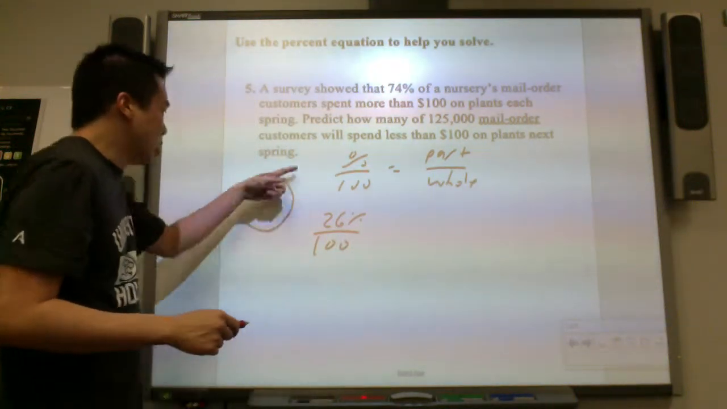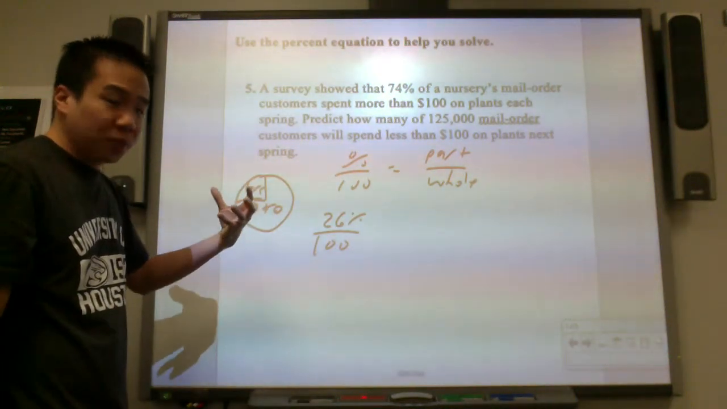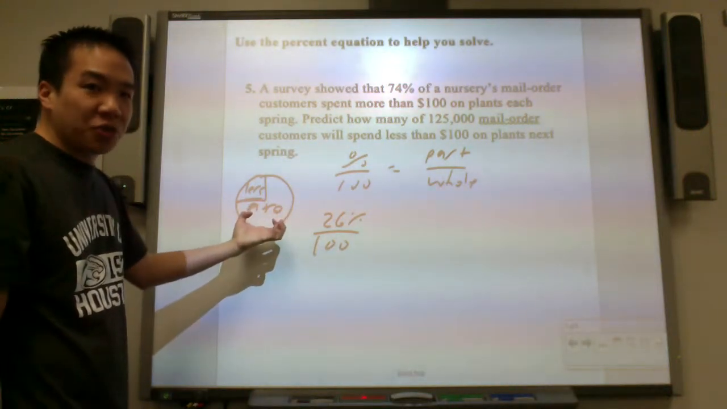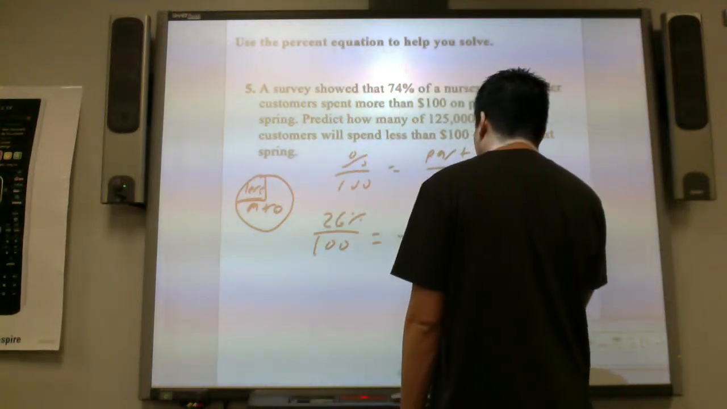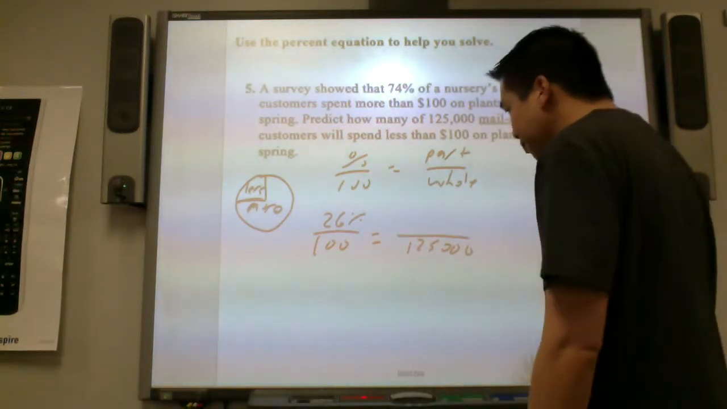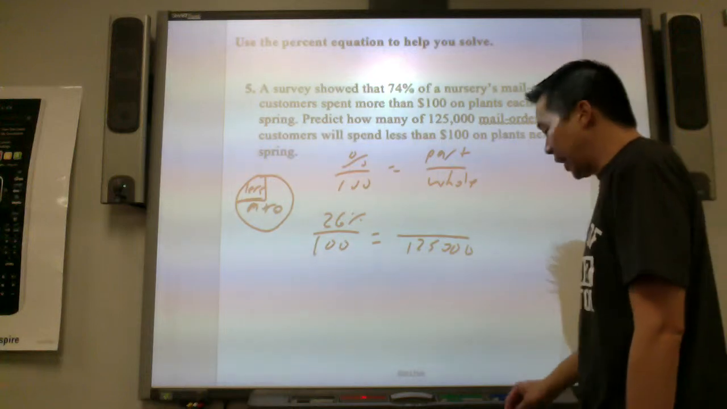How did I know that? Because I know a circle graph is 100%, it's the whole. So taking away 74%, what do you have left? 26%. So out of how many people? 125,000 people. All right, so can you build this up?